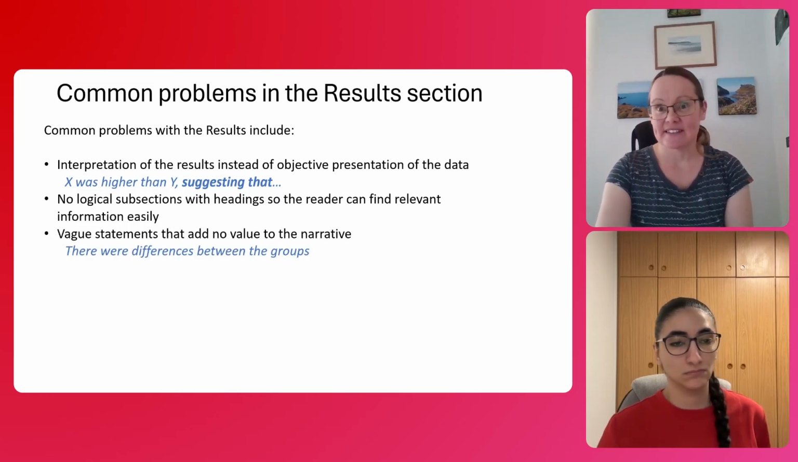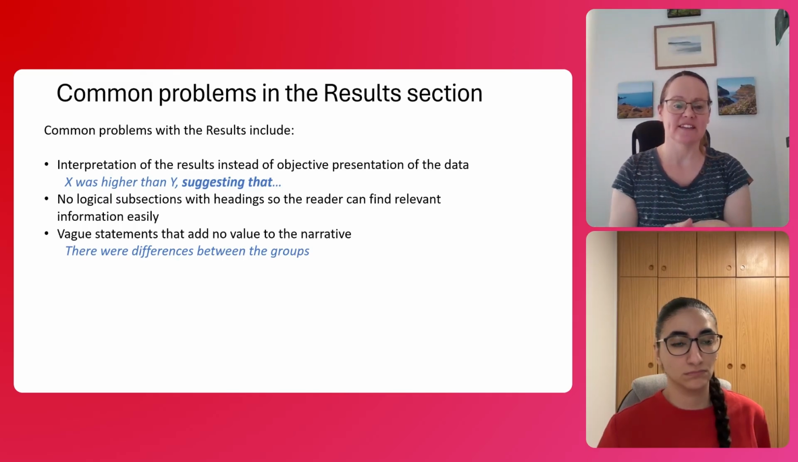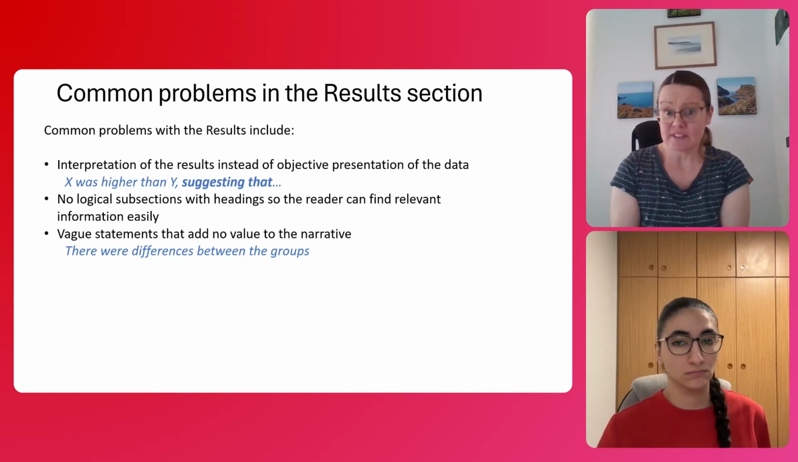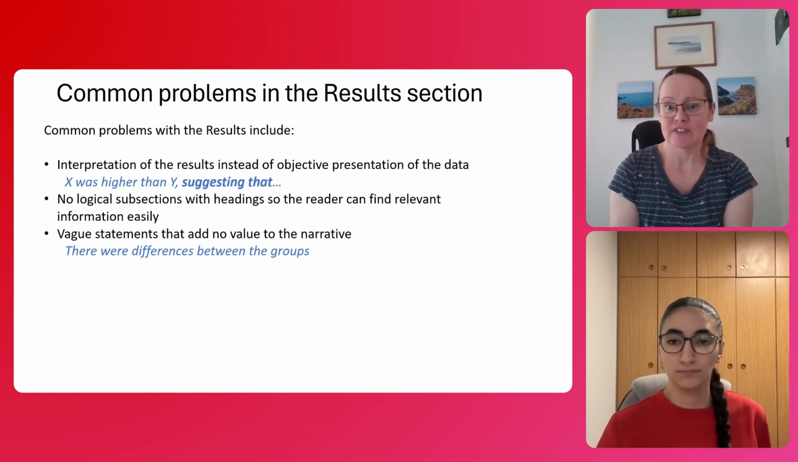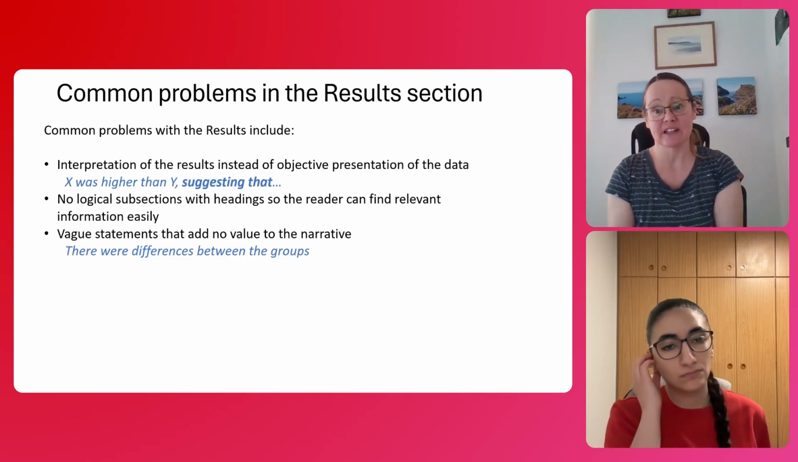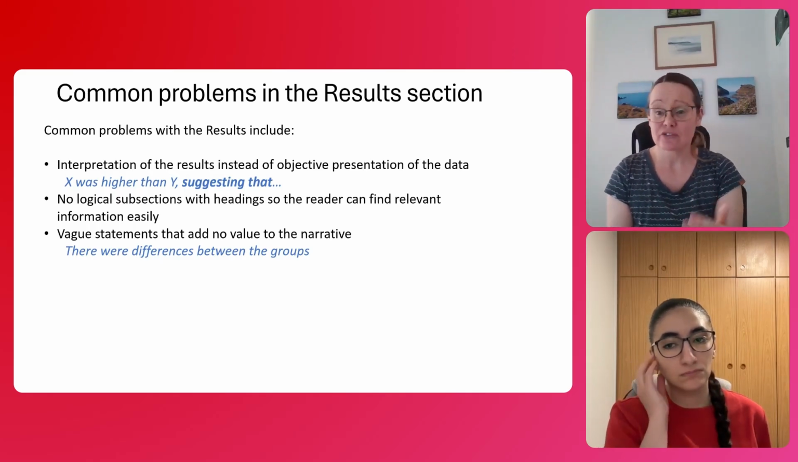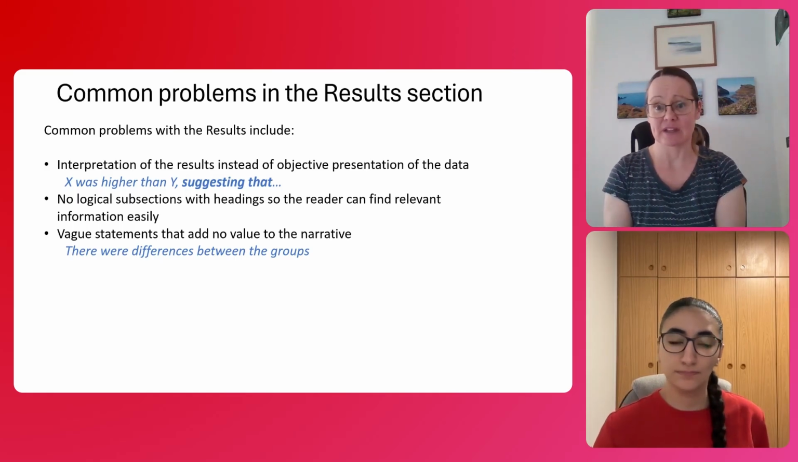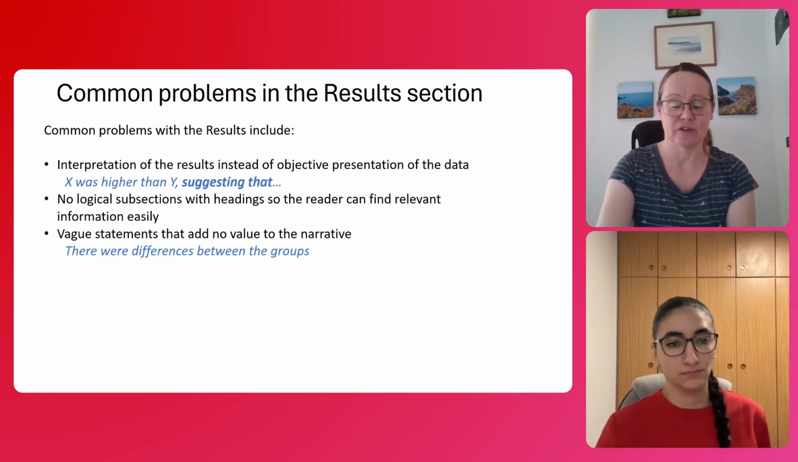Vague statements that add no value to the narrative. So things like saying that there were differences between the groups. Okay, can we say what differences? Yeah, and which variables are we talking about? Was it higher? Was it lower? Faster, slower? In which group was it highest? Which group was it lowest? Be specific, okay, about your data.